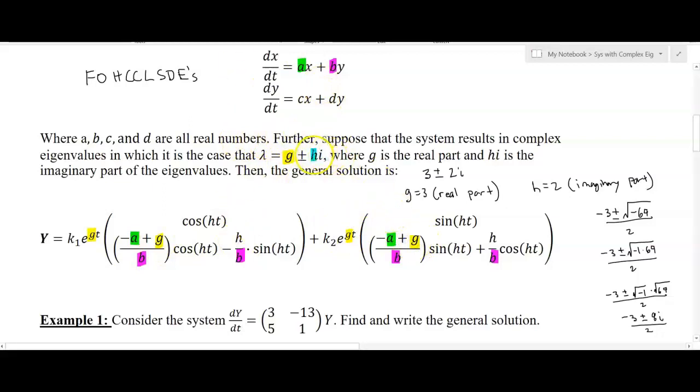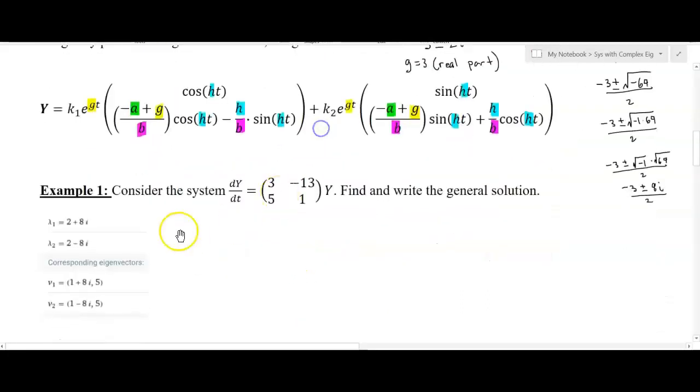Now, the imaginary part, h, actually controls the frequency of the sinusoidal components of these functions, and also happens to go in as a coefficient. But most importantly, notice that h, the imaginary part, is going to control how rapidly the sine and cosine functions oscillate. So let's consider a system.